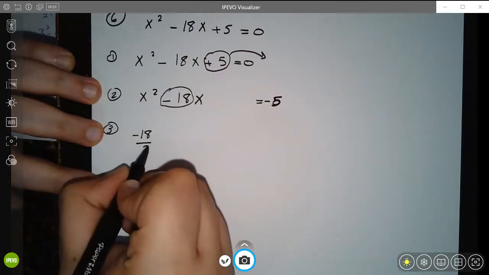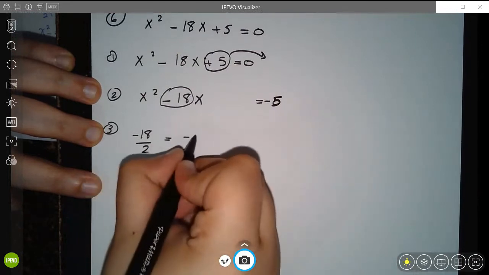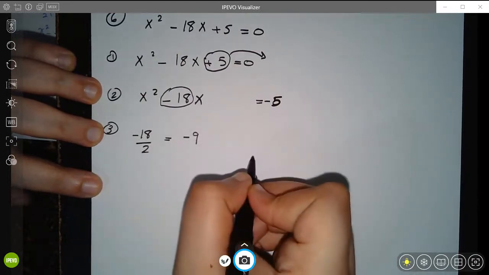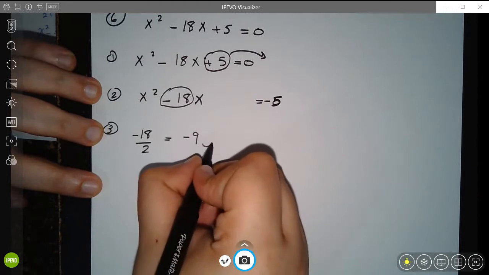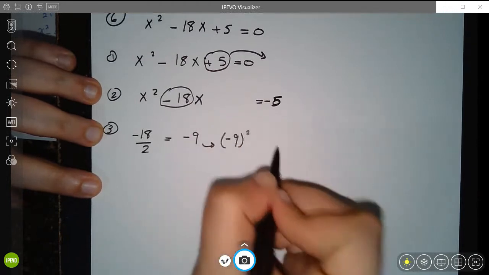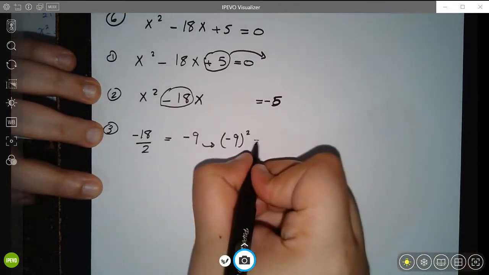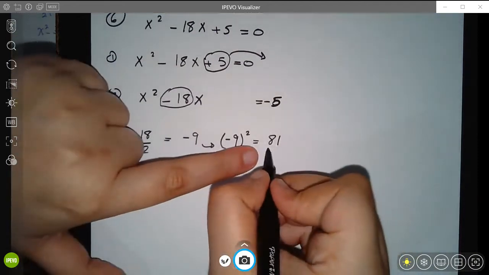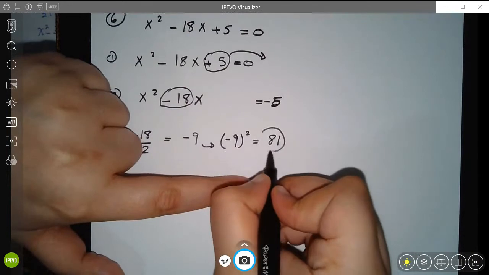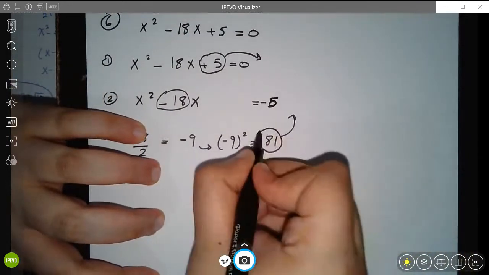And then I'm going to divide it by what? By 2. Dividing it by 2 gives you negative 9. Okay? And then I'm going to grab the negative 9 and square it. Once I do that, the answer is what? 81. Right? So this 81 right here, I'm going to add it here and here.